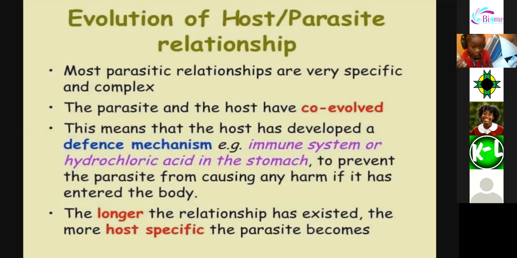And we say that the longer the relationship has existed, the more host specific the parasite becomes. So the longer you have intestinal worms, the more specific those intestinal worms become to your body, and the more harmful they become to you. You guys follow me?